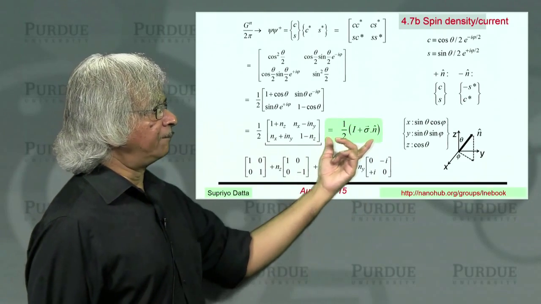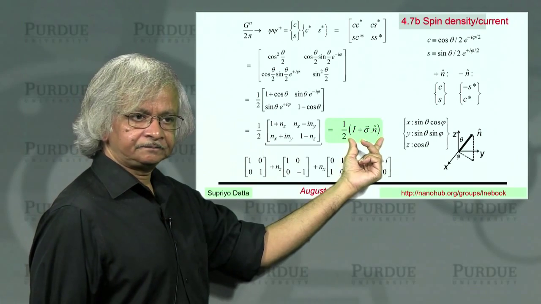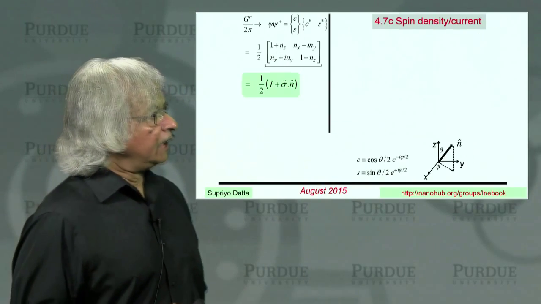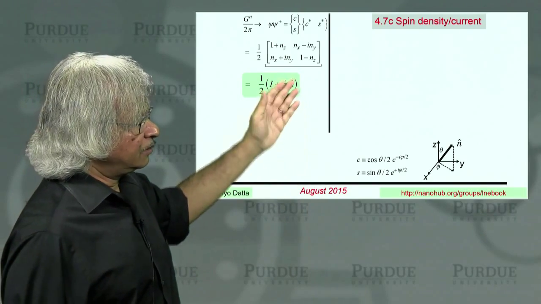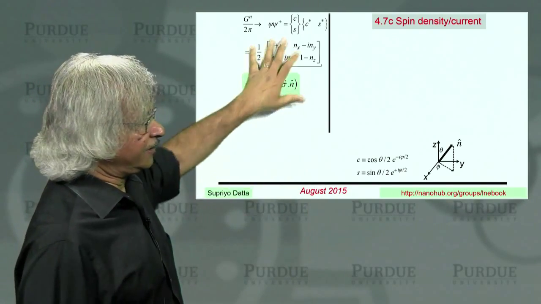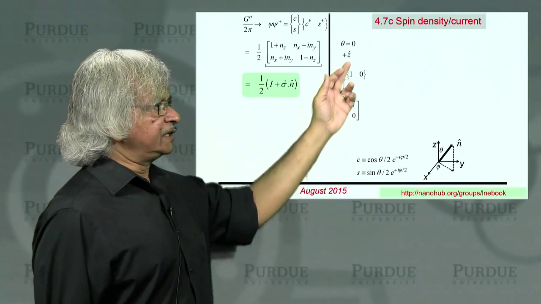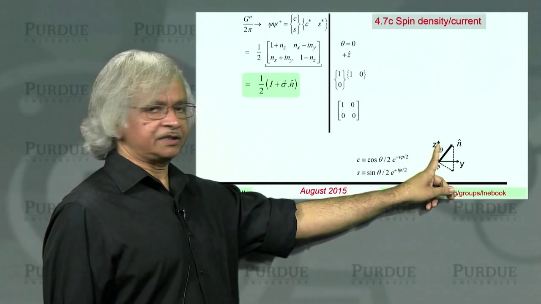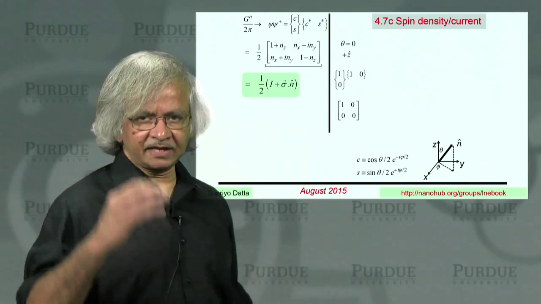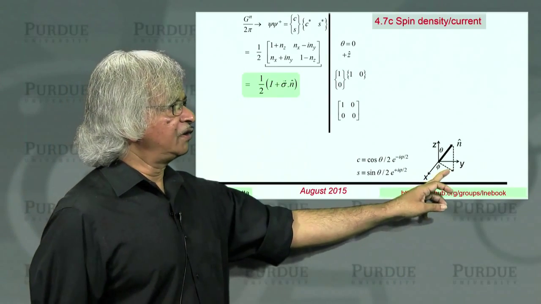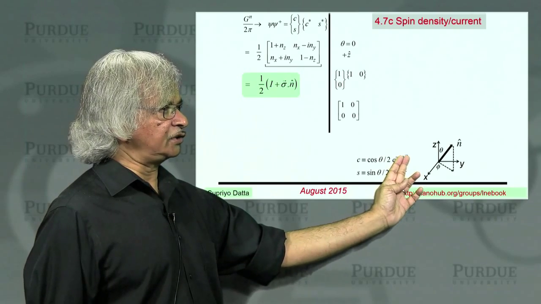So you could write it compactly as half of I plus sigma dot N. Okay. Now, let's look at a couple of examples to make sure we understand this. For example, if you have a state that is pointing along the plus Z direction, we'll confine ourselves to states in the Zx plane so that we can take phi to be 0. So there is no phase factor here. That's 0, so that drops out.